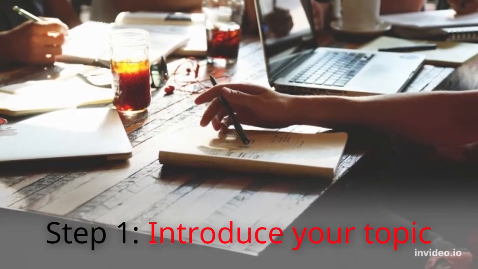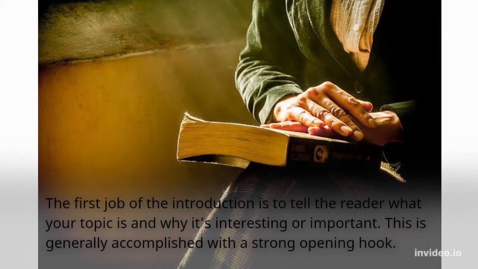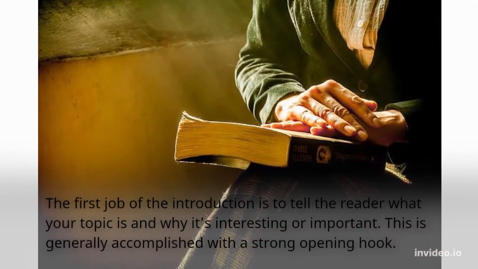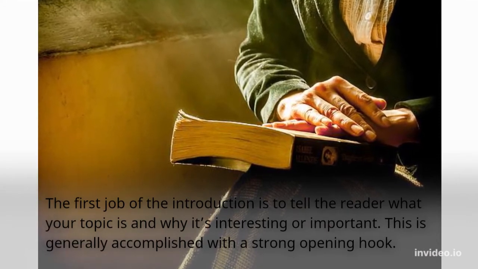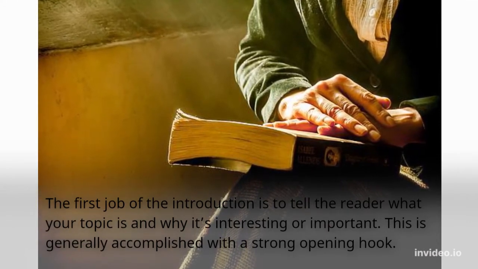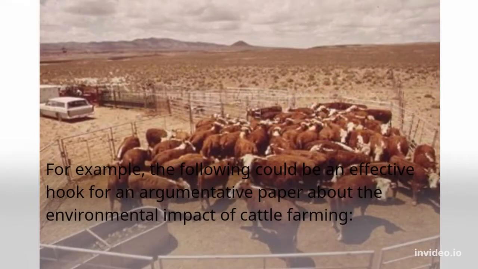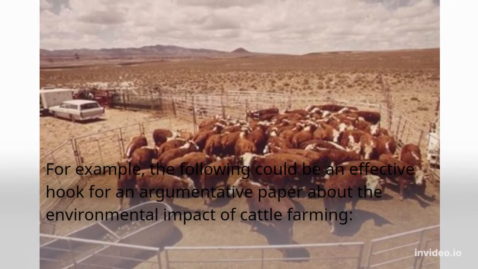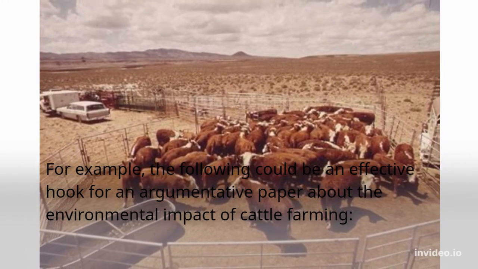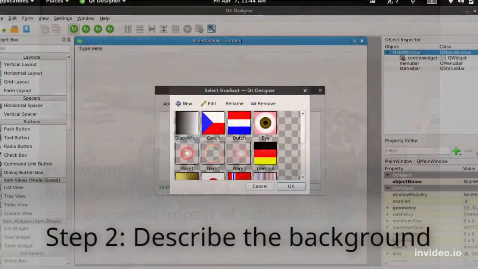Step 1. Introduce your topic. The first job of the introduction is to tell the reader what your topic is and why it's interesting or important. This is generally accomplished with a strong opening hook. For example, the following could be an effective hook for an argumentative paper about the environmental impact of cattle farming.